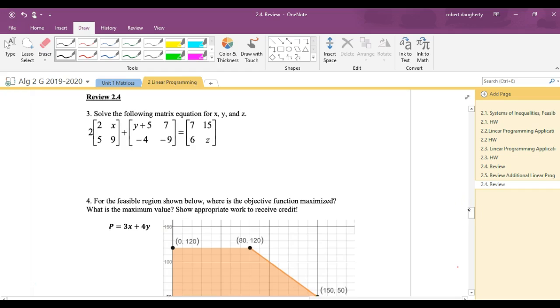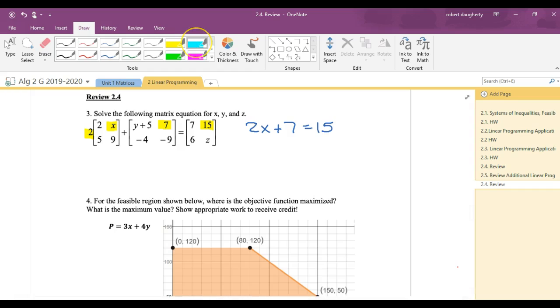You might have something that comes up with a matrix. Solve this equation for x, y, and z. So here's my x. So I've got this equation. Okay, so this is a 2 by 2, 2 by 2, 2 by 2. I know that 2x plus 7 has to equal 15, by looking at this matrix. So I get 2x plus 7 equal 15.